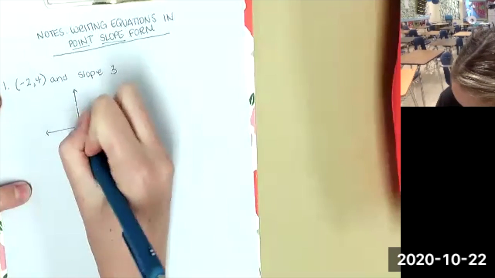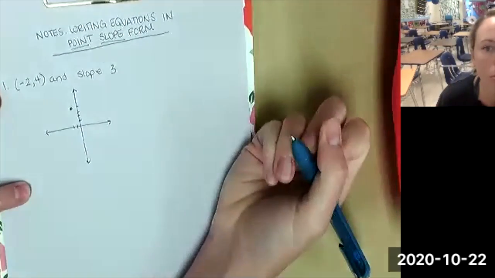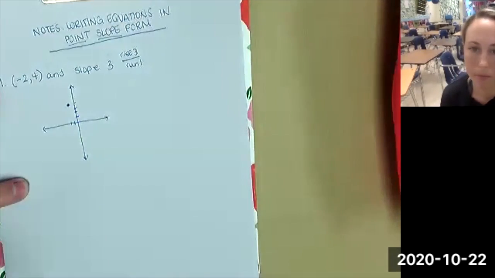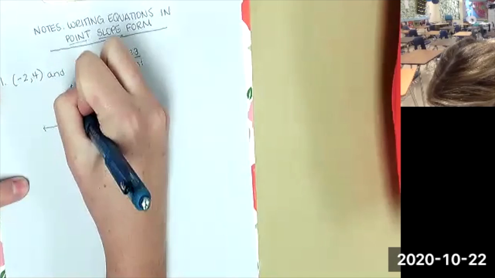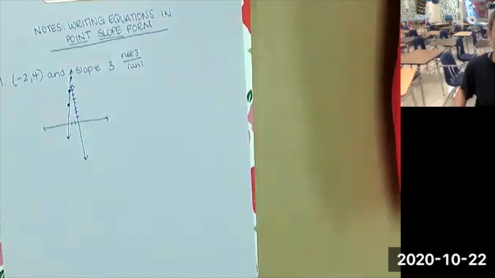So we've got -2, 4. And then slope of 3 means rise 3, run 1. So we're going to go up 3 and over 1. And then we can draw a line through our points. So that time, instead of starting at a y-intercept, we started at a point, and we still got our line.